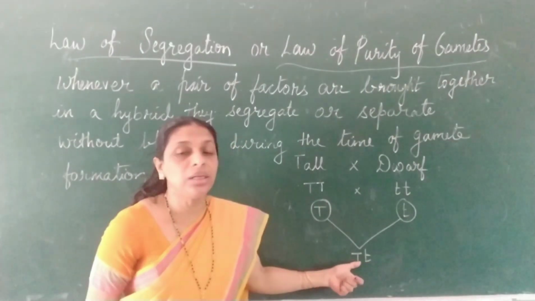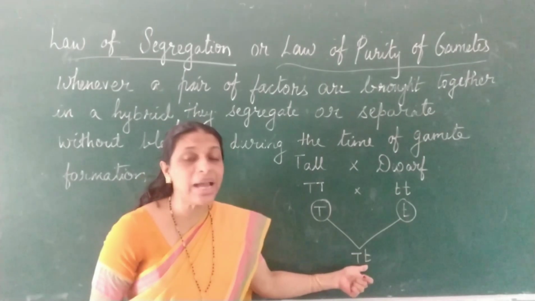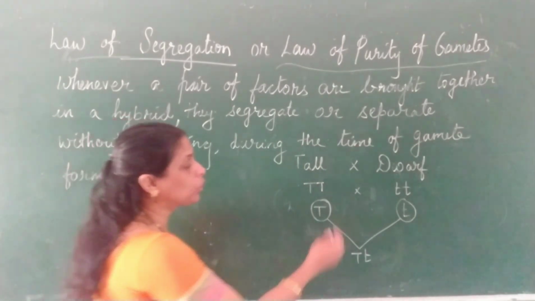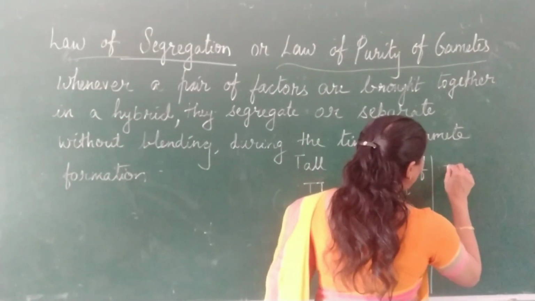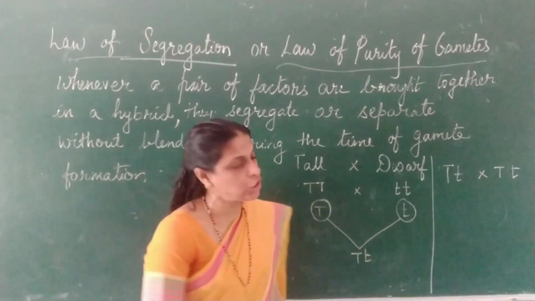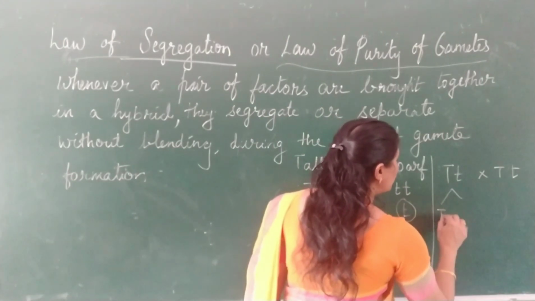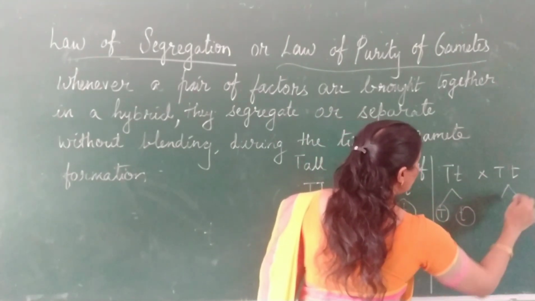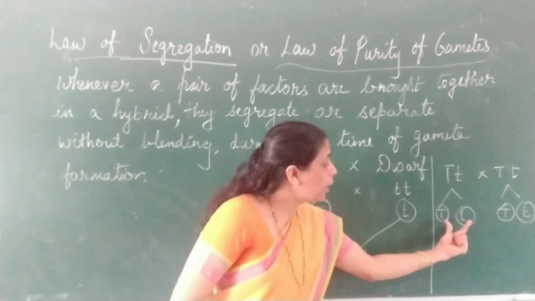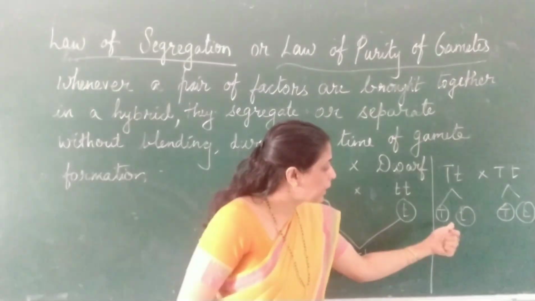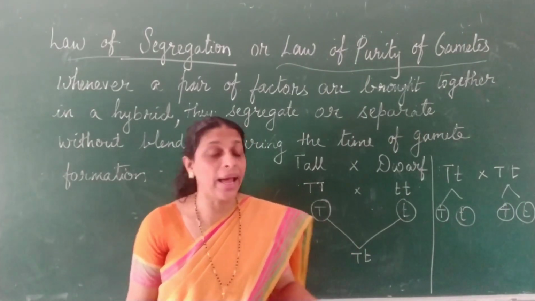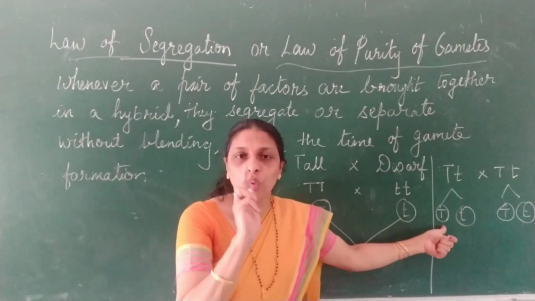Now, when they are brought together in the hybrid, what happens during the time of gamete formation? When this capital T, small t is allowed to undergo self-pollination, that is capital T, small t crossed with capital T, small t, what happened? This parent produced two gametes, and this parent also produced two gametes. That means the factors separate. Capital T and small t separated as they are, without any blending, so that the gamete received only one factor.